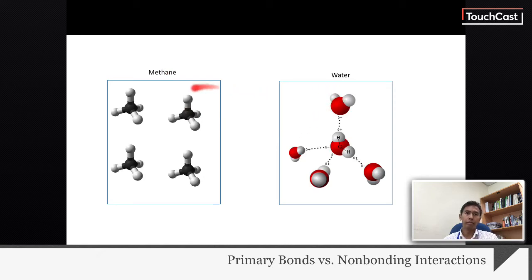Primary bonds define compounds. For example, water is considered a single molecule because the three atoms that make up water are held together by primary bonds. In contrast, nonbonding interactions define the interaction between molecules. Based on the type of compound, the factor that determines material properties is either primary bonds or nonbonding interaction.